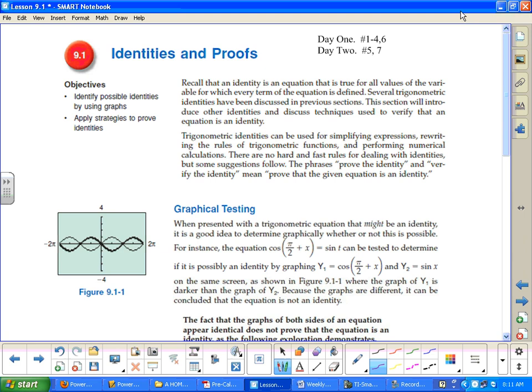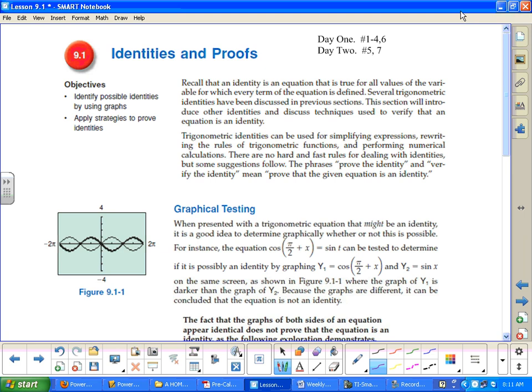All right, so chapter 9, lesson 1, identities and proofs. So we're going to be doing stuff similar to what we've looked at before. We're going to look at them graphically and see if they could or could not be an identity. And then we're actually going to prove identities.